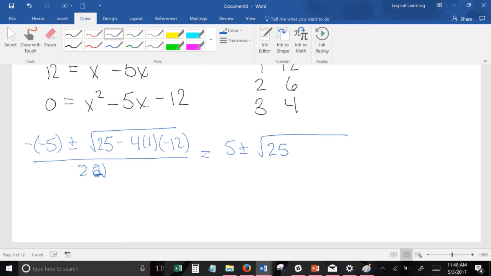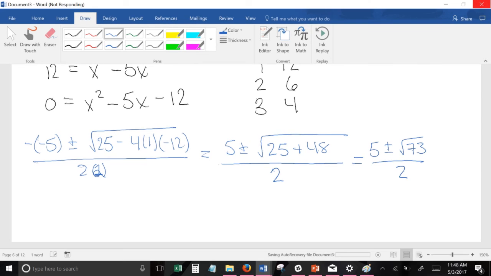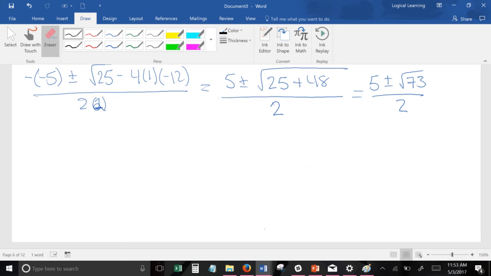This is going to give us 5 plus or minus the square root of 25. 4 times 1 is 4. 4 times 12 is 48. Minus negative 48 is going to be plus 48, over 2. This is going to give us somewhat of a complicated 5 plus or minus the square root of 73 over 2. So we get 5 plus root 73 over 2 and 5 minus root 73 over 2.